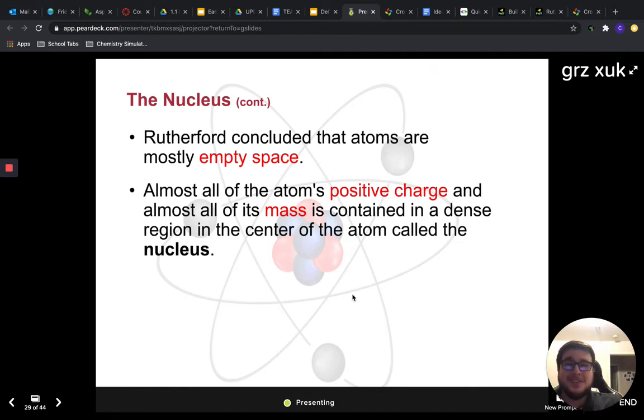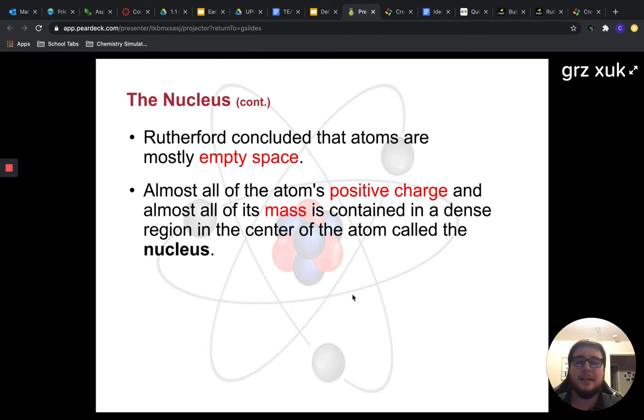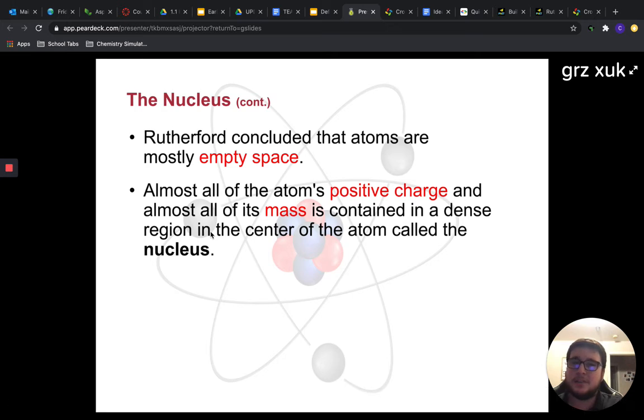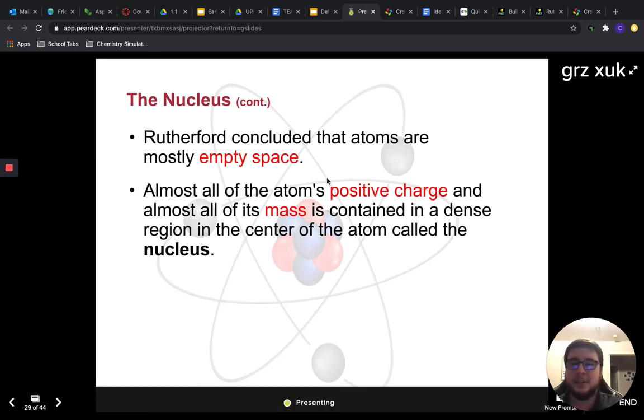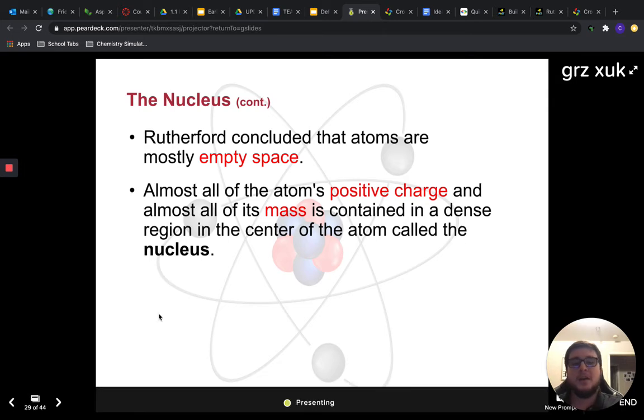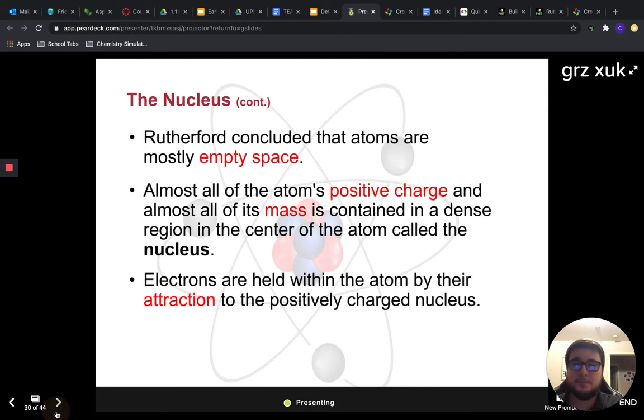He also concluded, since some of those particles bounced back, that almost all of the atom's positive charge and almost all of its mass is contained in a very, very dense region in the center of the atom called the nucleus. So he reasoned that the atom was mostly empty space, and where it was bouncing back, those alpha particles were colliding with the nucleus of the atom. Okay, and he was correct with this conclusion as well. And so he also reasoned that electrons are held within the atom, kind of outside of the nucleus, because they're attracted to the positively charged nucleus.